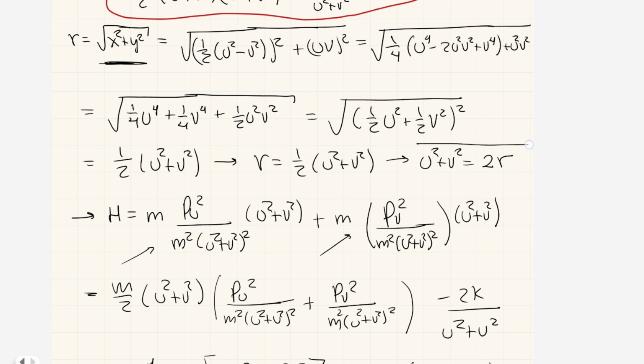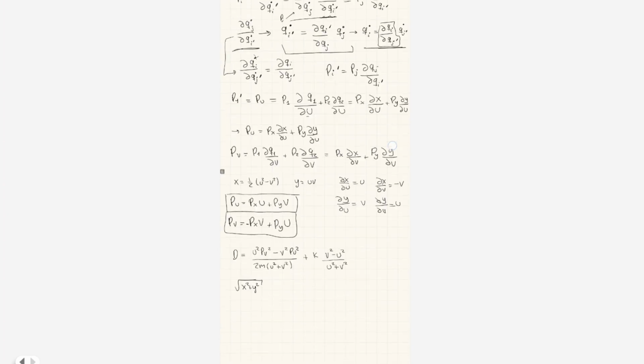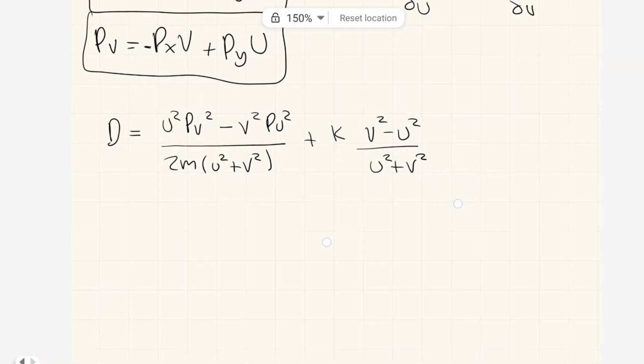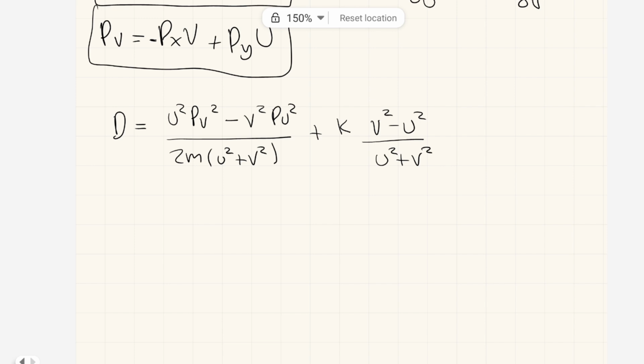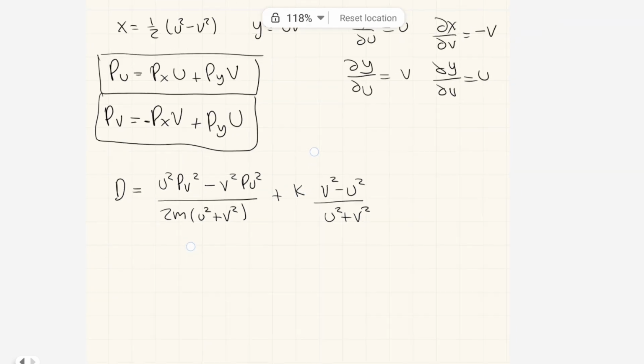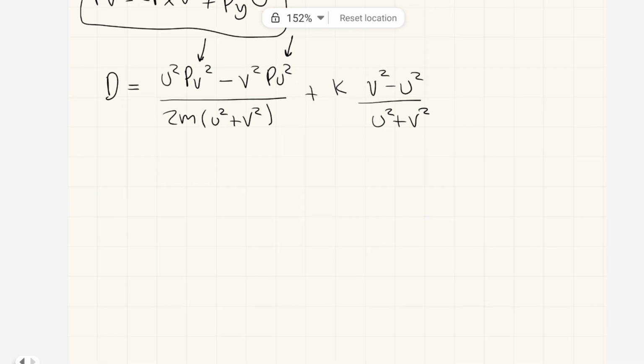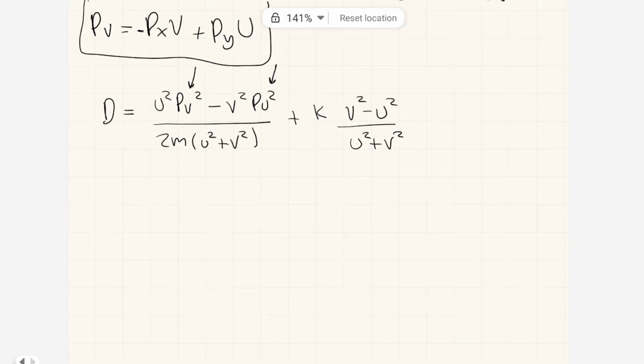Perfect. Where r, again, is the square root of x squared plus y squared. So, as you can see, here we have u squared plus v squared. So, we are going to rewrite that in terms of the r. Perfect. Another thing is that we are going to substitute this pv and this pu. So, again, remember that x is equal to 1/2 u squared minus v squared.